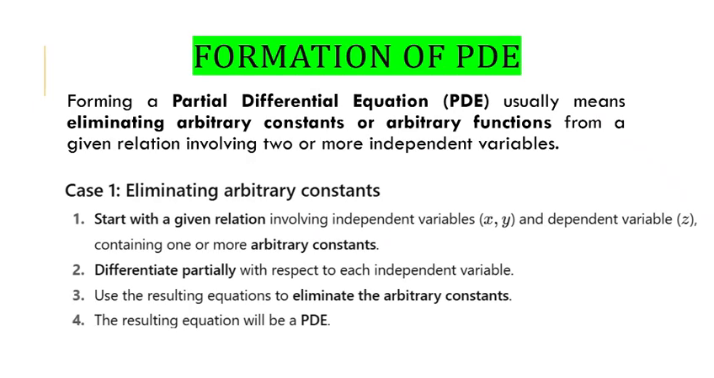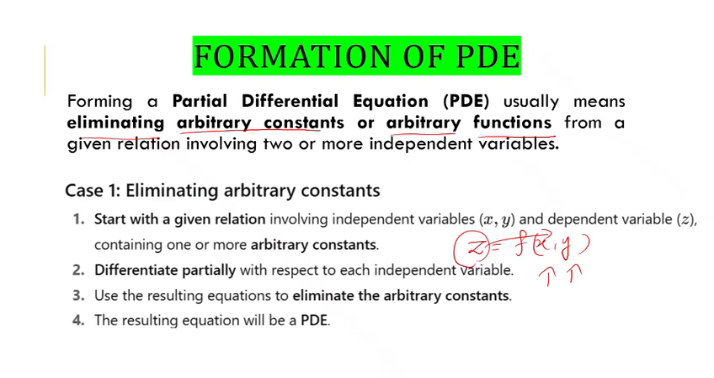After which we come to the formation of PDE. The formation of PDE can be done in two ways, either by eliminating arbitrary constants or by eliminating arbitrary functions. Here we see the steps to eliminate the arbitrary constants. We start with the given relation involving independent variables x, y and dependent variable z. Throughout this we consider z as a function of x and y, where x and y are independent variables and z is called a dependent variable. Now we differentiate this with respect to x and y partially.